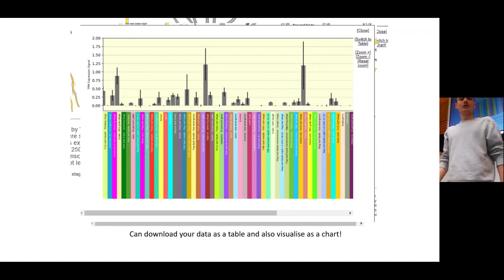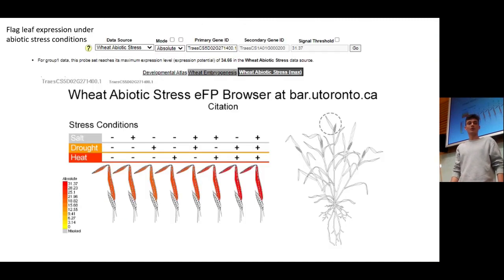Okay, so those features are common across a lot of features within here. So we're moving on, as I said. That was the developmental time course. Instead, you've got abiotic stress. So you have your gene and you're interested in what its expression is under different abiotic stresses.